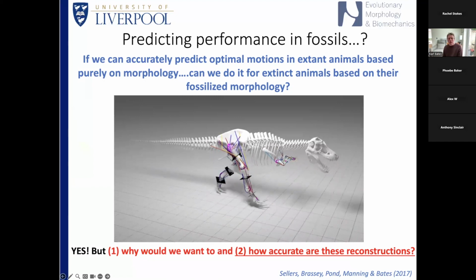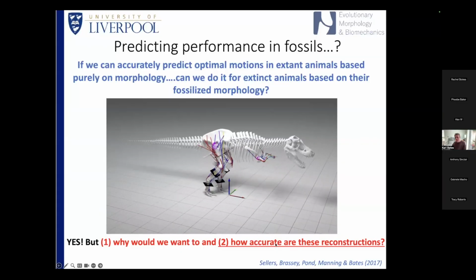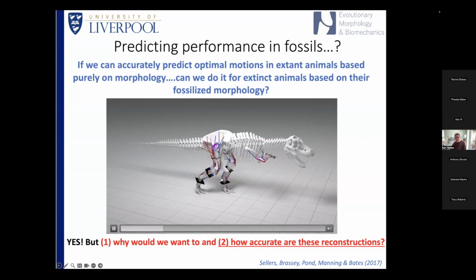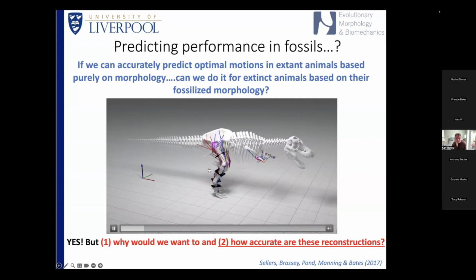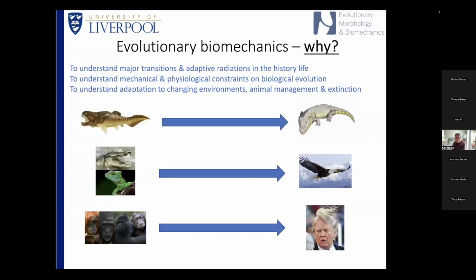But what I want to talk about today is firstly why we would want to do that. And then for the bulk of the talk, how accurate are these reconstructions? This looks like a beautiful animation. Well, it's a simulation, not an animation, of a T-Rex walking along. But how accurate is it? How meaningful is it? And that's what I'm really going to talk about today. So I'll start with the why.